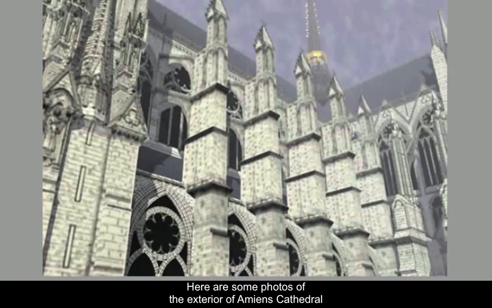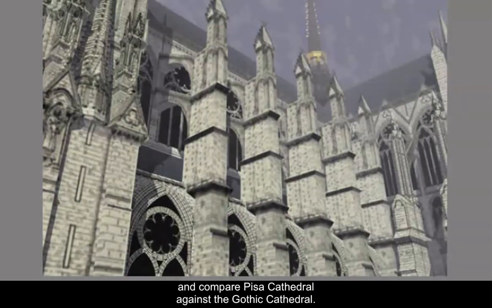Here are some photos of the exterior of Amiens Cathedral, and what you can see here is there are flying buttresses on the exterior that support the nave that runs down there, and these big tall windows that contain stained glass. And what I'd like to do is take a look and compare Pisa Cathedral against a Gothic cathedral.